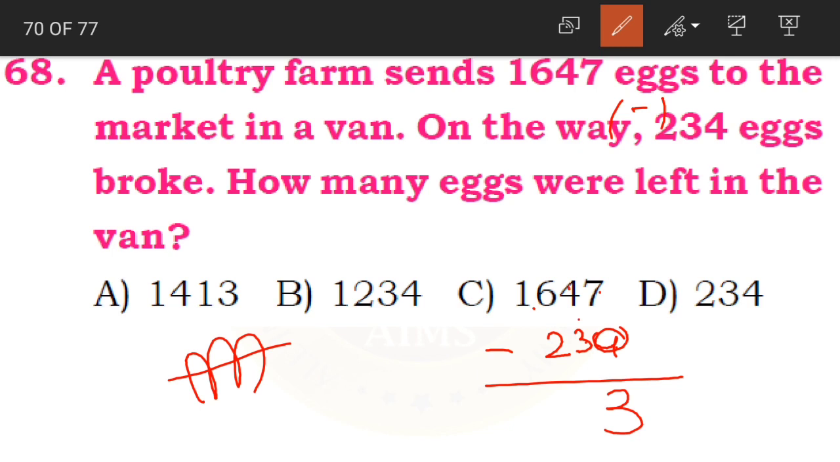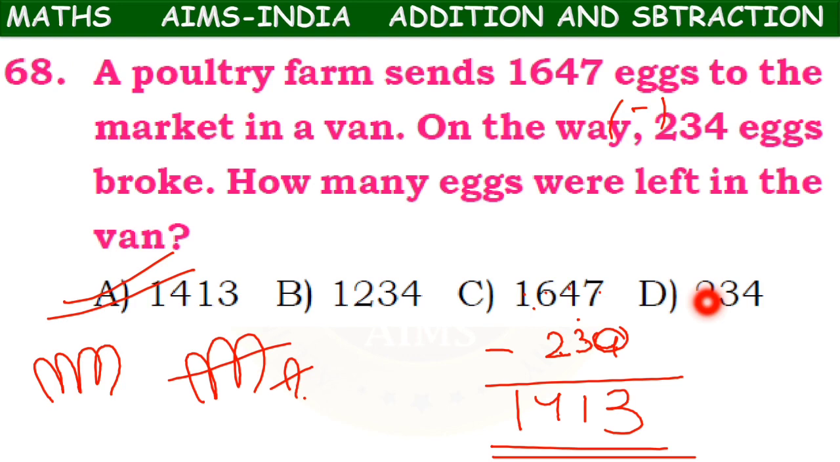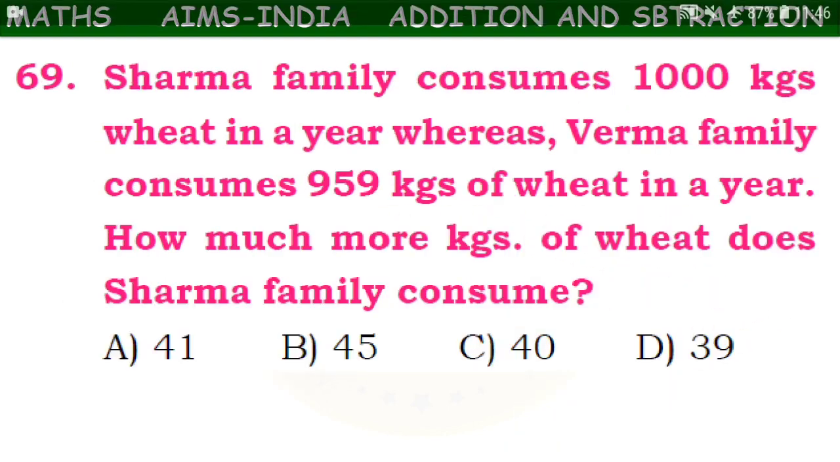4 minus 3. Keep 3 in mind. After 3 we have 4. Only 1. 6 minus 2. Keep 2 in mind. After 2 you have 3, 4, 5, 6. 4. And lastly we have 1. What is the correct answer children? 1,413 is our correct answer. That is option A. Only 1,413 eggs were left in the van.